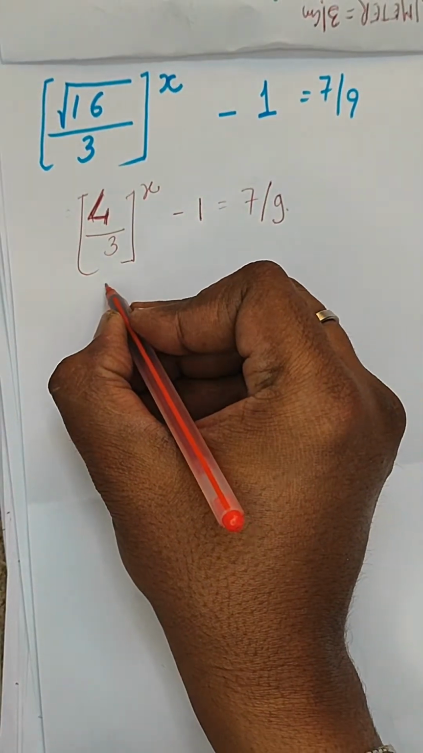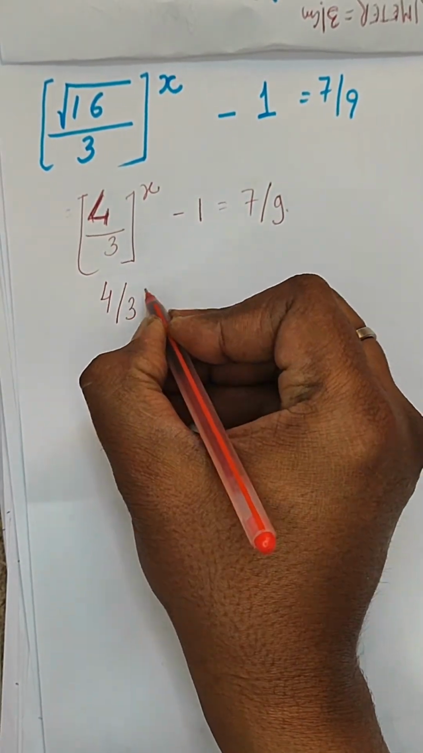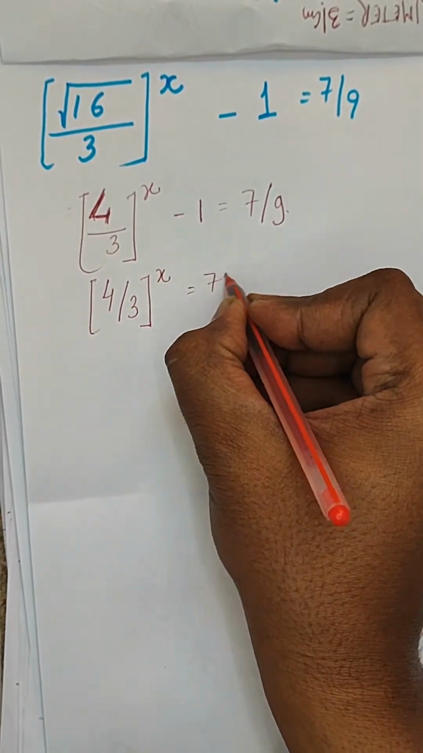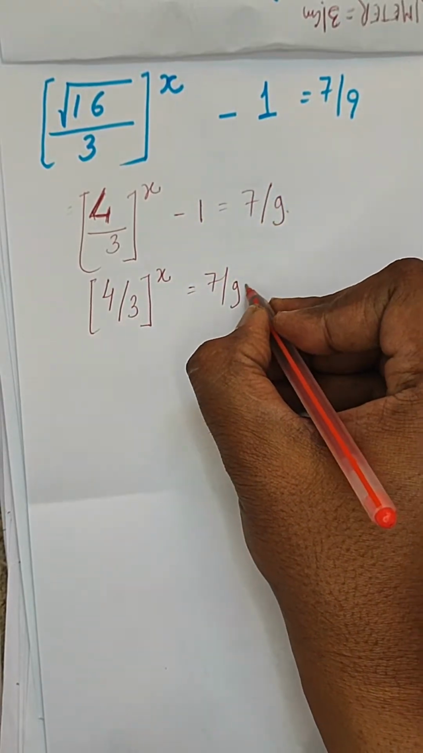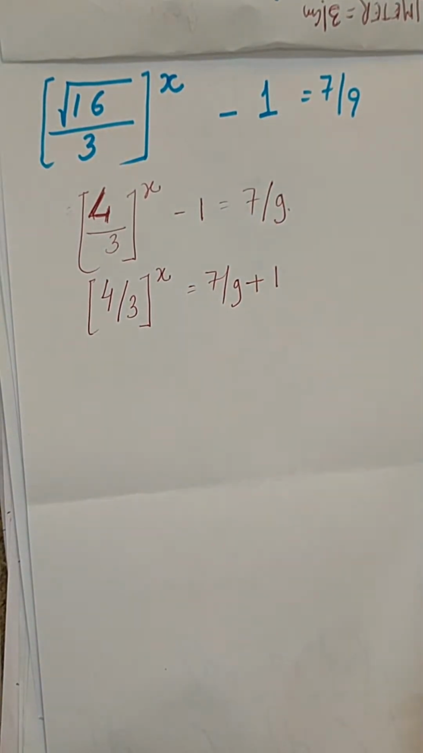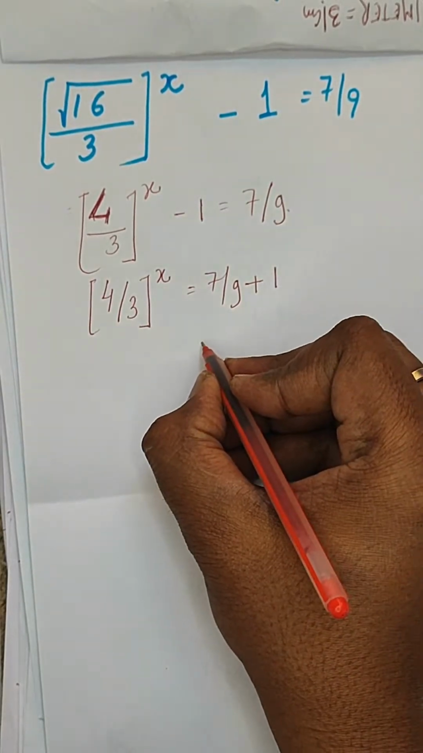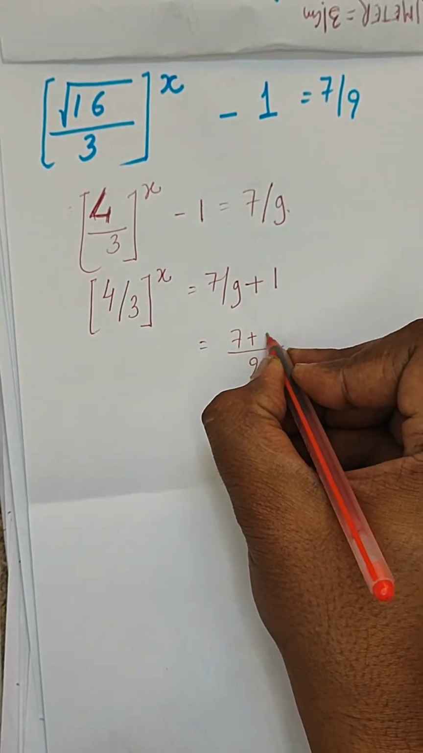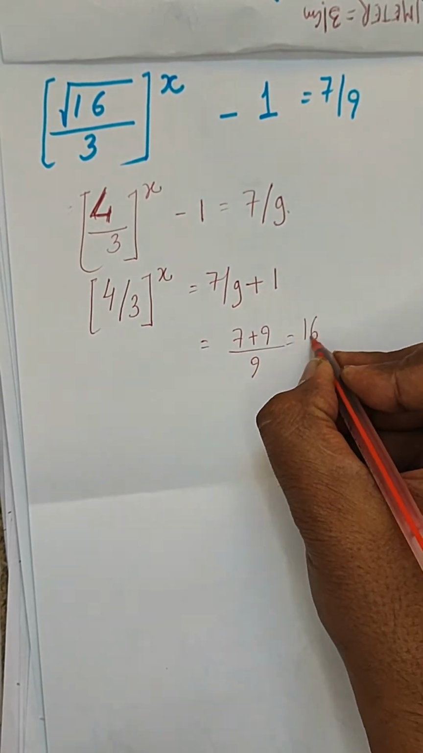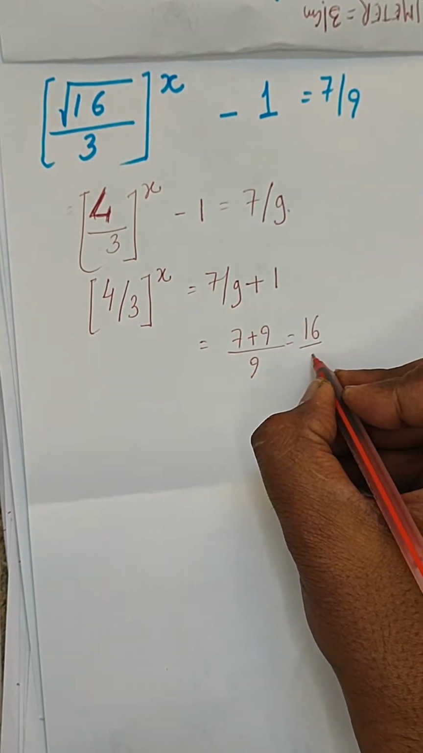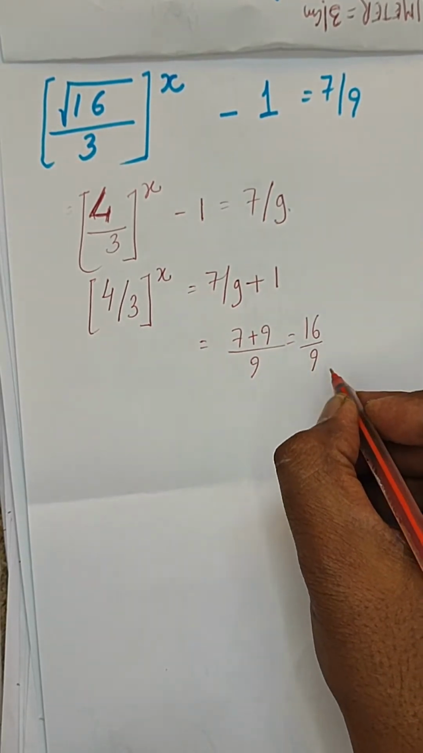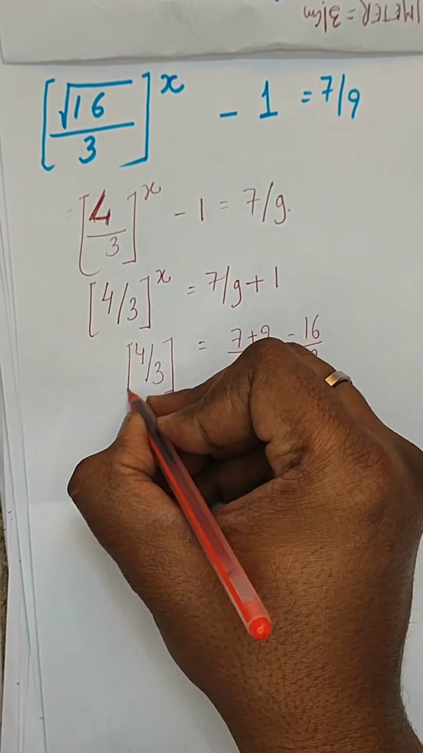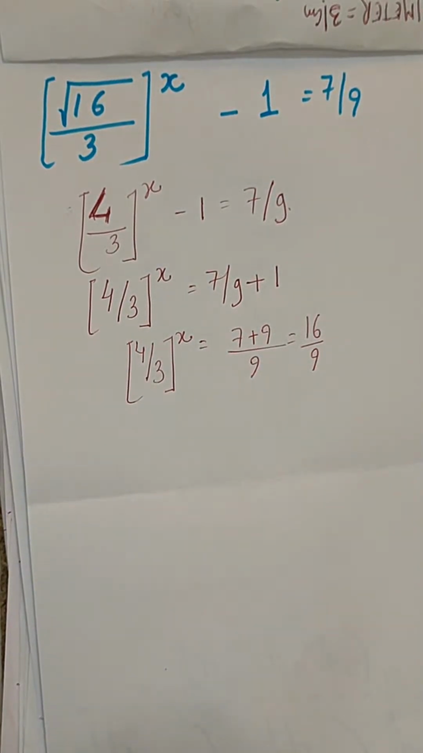In the next step, we can write (4/3)^x equal to 7/9 plus 1, the 1 going into the RHS. When you solve it keeping 9 as the denominator, 7 plus 9 gives 16, so 16/9 is your RHS, and (4/3)^x will be carried over into the LHS.